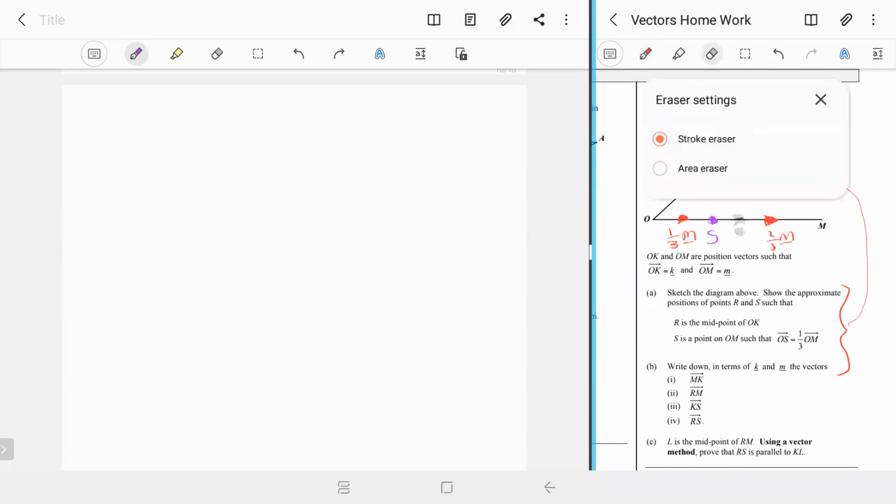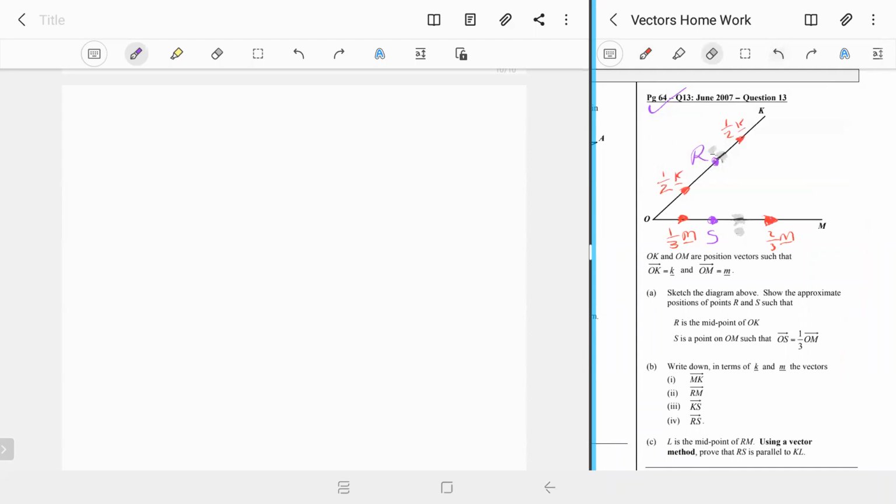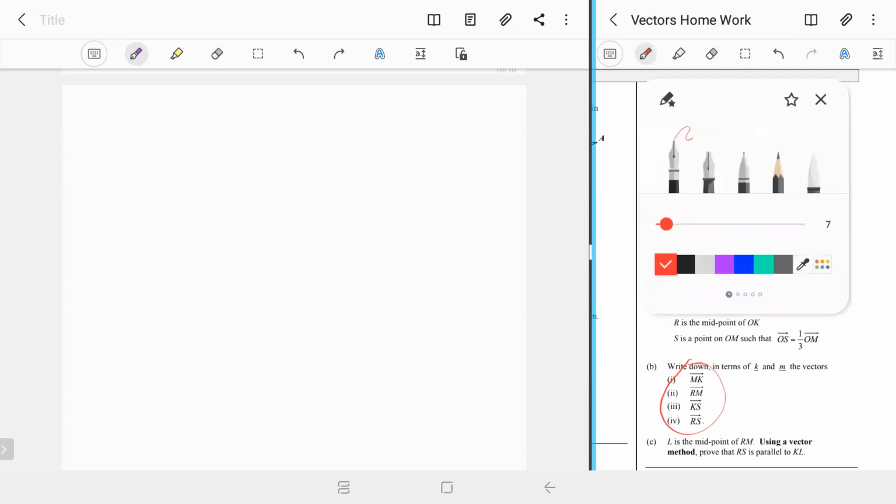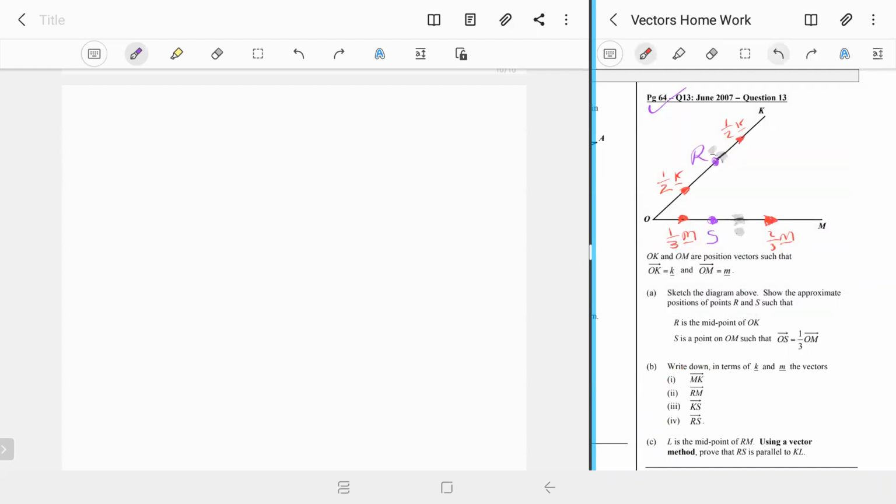All right. In the exam that you're doing, you basically have to just draw it on the diagram. So we're going to answer these now. Look how easy it is now. Watch this. The first part wants us to find MK.